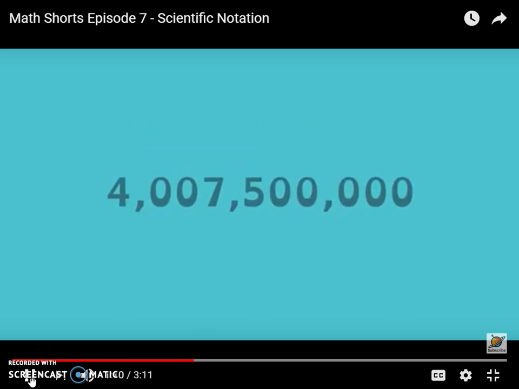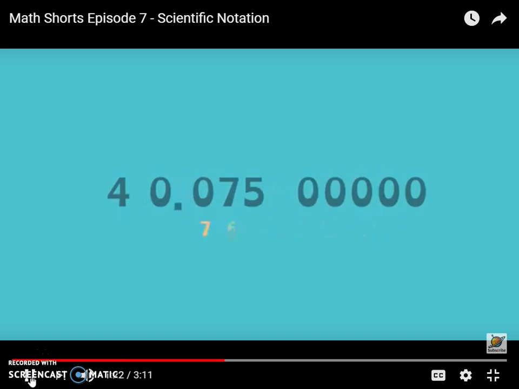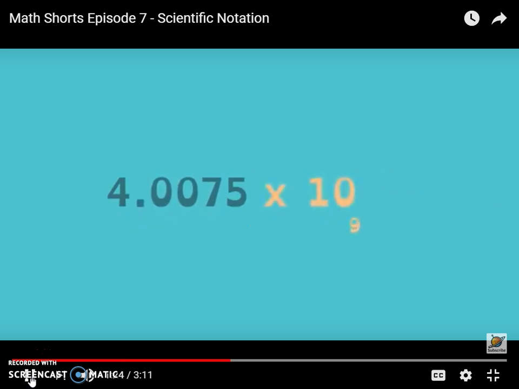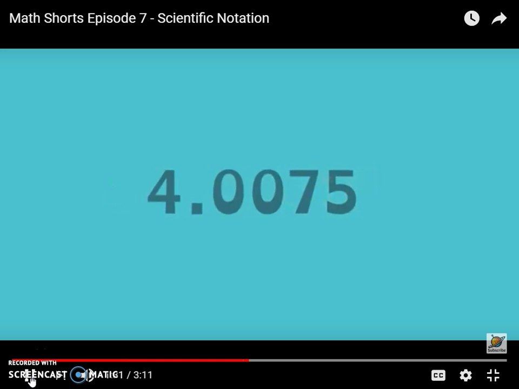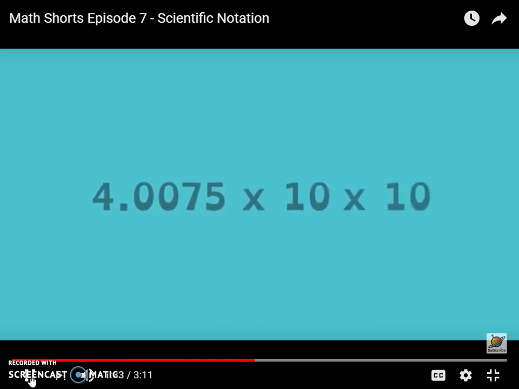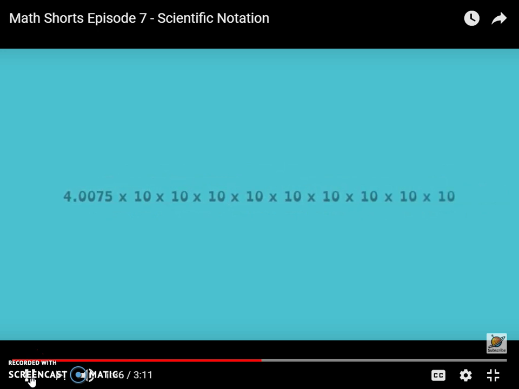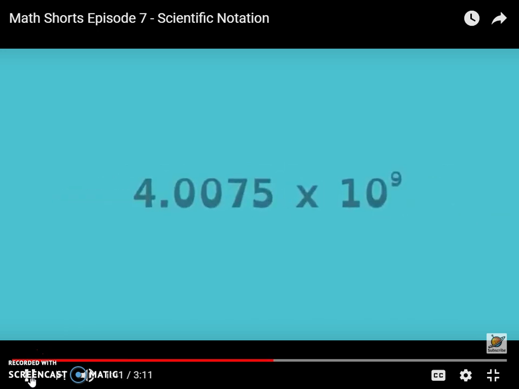To change from standard form to scientific notation, just keep track of the decimal. For whole numbers, the decimal point is at the end of the number. Move the decimal point so there's only one non-zero digit to the left of the decimal. The exponent indicates how many places the decimal point has moved to the left. That's the same as saying 4.75 times 10 times 10 and so on, for a total of 9 times. Multiplying by 10 nine times is represented by the exponent, positive 9.